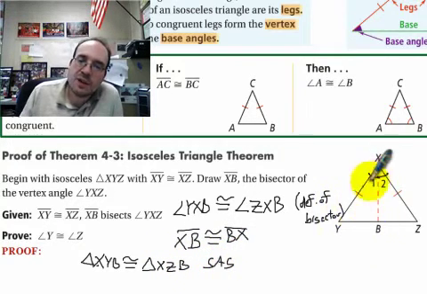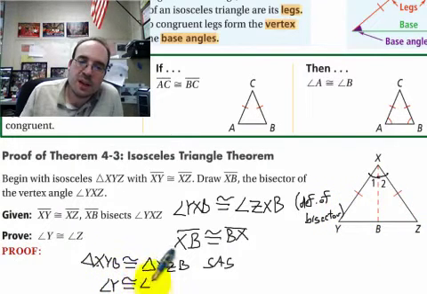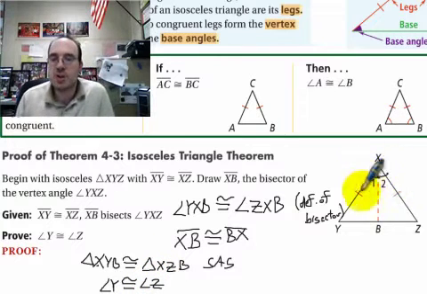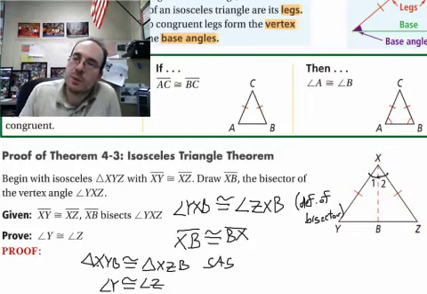And so therefore, if these two little triangles are congruent, that means angle Y and angle Z are congruent. So angle Y is congruent to angle Z. And that's what we were trying to show. We were trying to show that if these two sides are congruent, these two angles are congruent. And that's what we did.